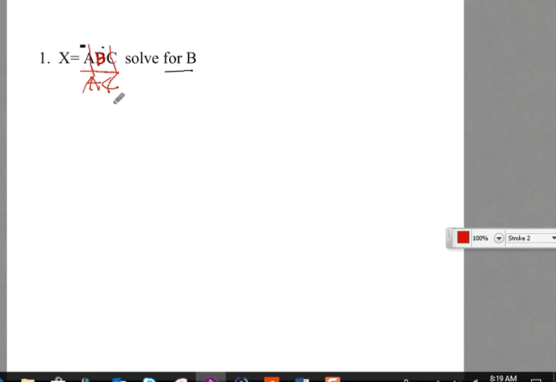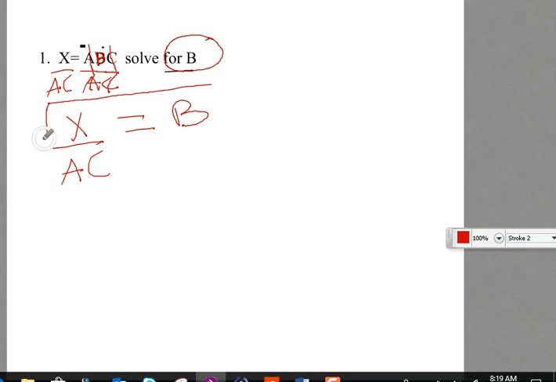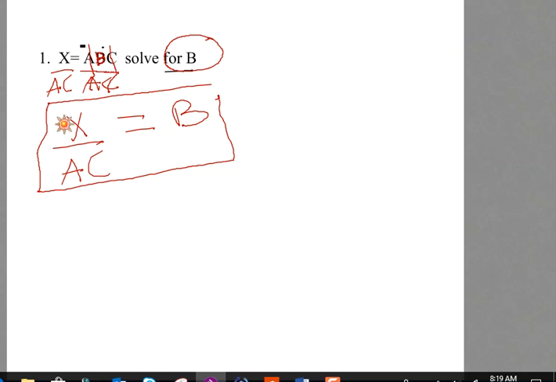And remember, when you solve an equation or you transform a formula, whatever you do on one side, you have to do the exact same thing on the other side. So since we divided the right side by ac, we're going to divide the left side by ac. So we're left with x divided by a times c equals b. Once you have the b all by itself, this is your solution. That's how you transform that formula. It's okay that we have more than one variable in our answer. This is what our answer should look like. So let's go ahead and look at another one.